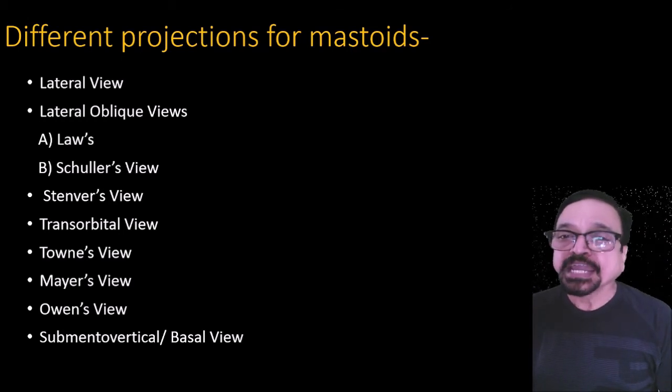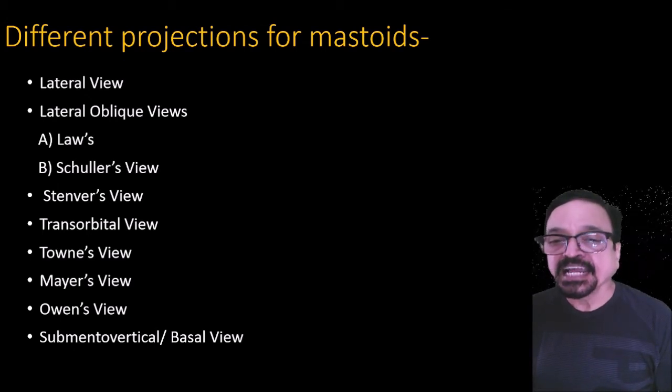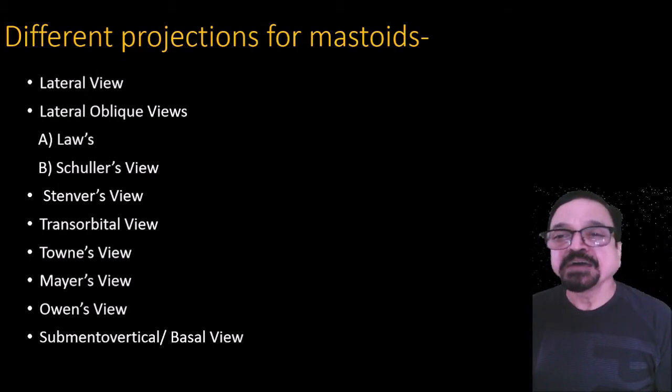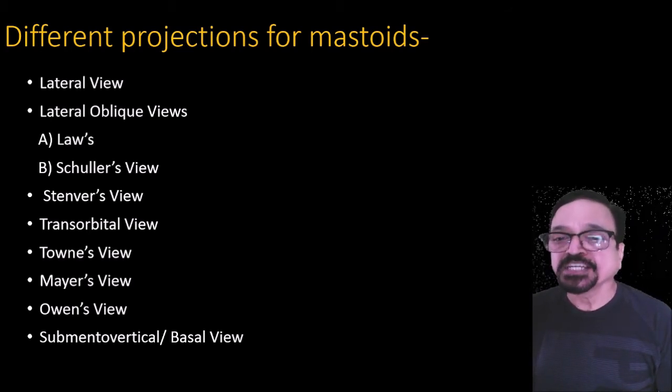Now depending on angulations, there are different projections, like Law's projection and Schuller's view, which we are going to see. Then there is the Stenvers, then the transorbital view, sometimes called PTO, petrous orbit, that is the AP projection. Then the Towne's projection, where the mastoids will be projected above the base of the skull and will allow us to make a comparative evaluation. Then the Mayer's view, Owen's view, and submentovertical, that is a basal view. So these are the different projections which are used to visualize the mastoids.